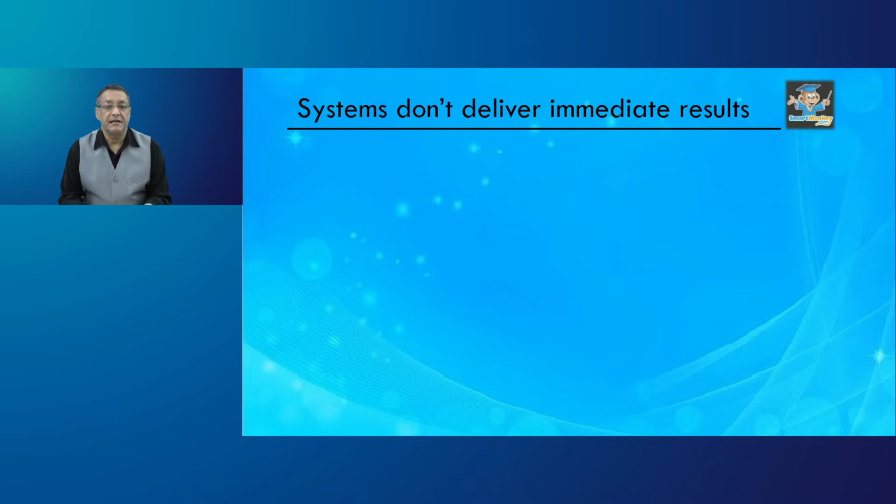Okay, systems don't deliver immediate results. That's something we need to understand and remember. Goals can have an immediate result. My goal is to go to the gym and complete my exercise. Although the physical benefits are not going to be immediate, at least that goal is completed in the hour, in the time that I have allocated.